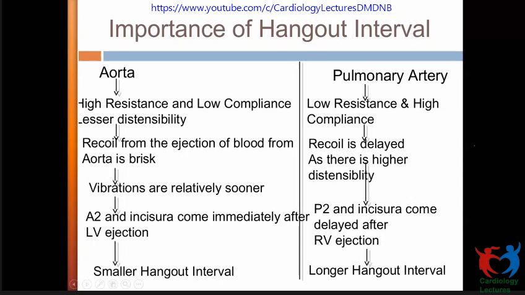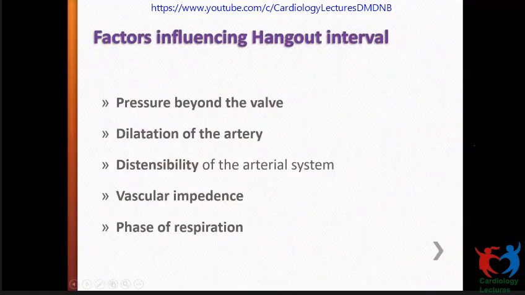Now what decides this hangout interval? Why is there a different hangout interval between the right and left, and why does it affect us when we describe S2? Pressure beyond the valve is important. If there is a high pressure beyond the valve, the hangout tends to be shorter. So on the aortic side, it's typically shorter. In PAH, on the pulmonary side, it becomes shorter.